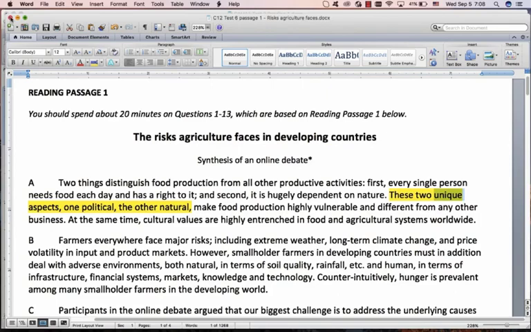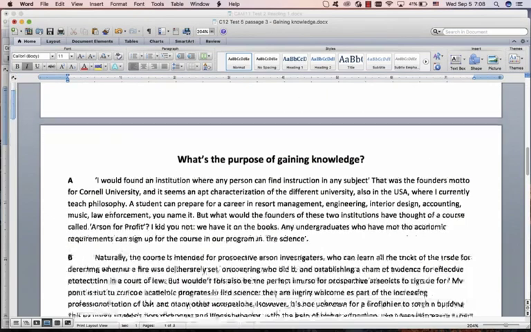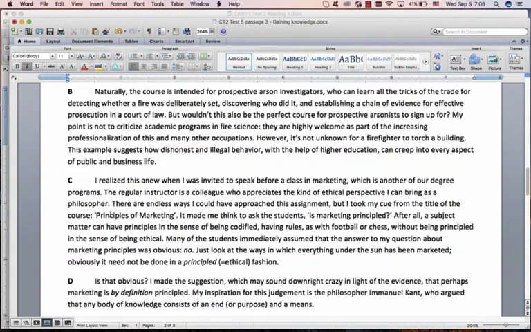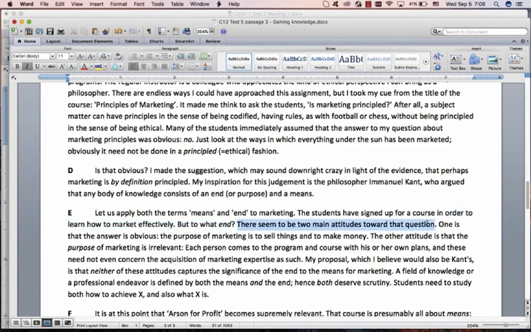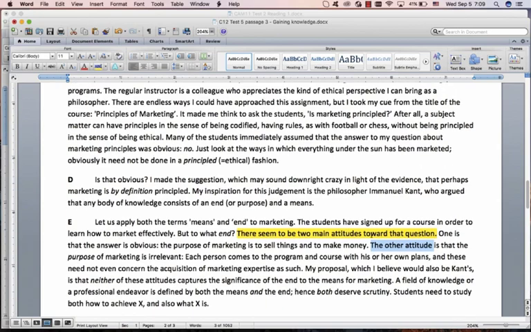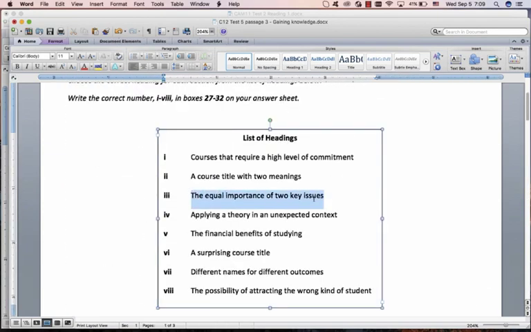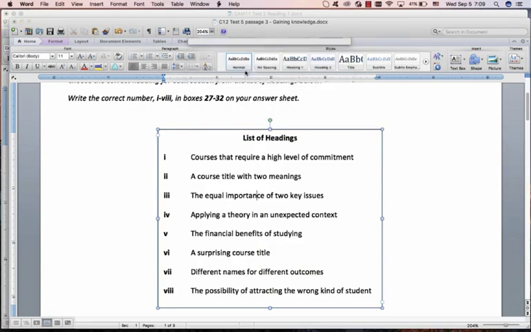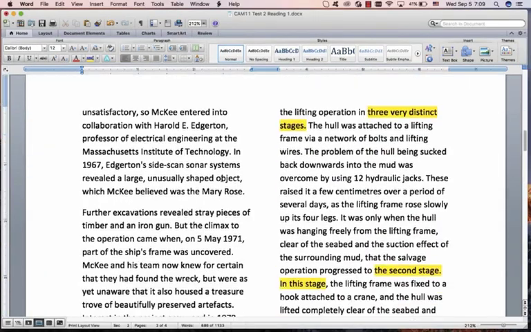So it's important language. Right, another example. This was gaining knowledge, the purpose of gaining knowledge. In this paragraph over here, they had that 2 main attitudes, and then there was the first attitude over there and the second attitude over there, and that actually was the language for an answer in one of the matching headings. 2 main attitudes to that question, that gave you this heading. Alright, so please, this kind of language, please notice it. Right, back to Merry Rose.